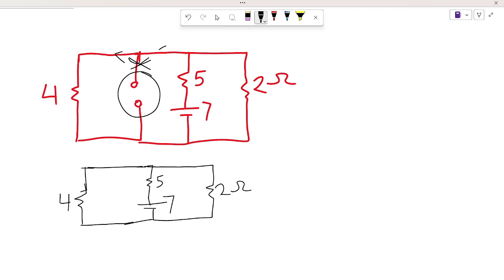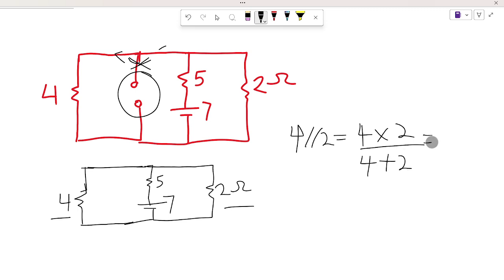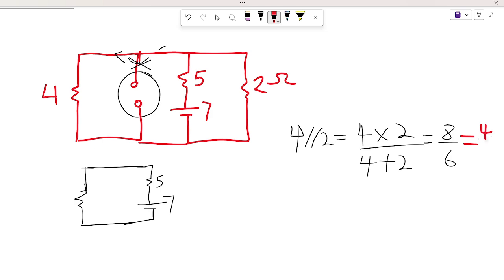So here we can further simplify. We can see that our 4 and our 2 ohms are in parallel. So 4 in parallel with 2, we are going to get 4 times 2 all over 4 plus 2, giving us 8 over 6. So here we have the circuit further simplified to give us this. So 8 over 6 can be further simplified to 4 over 3.